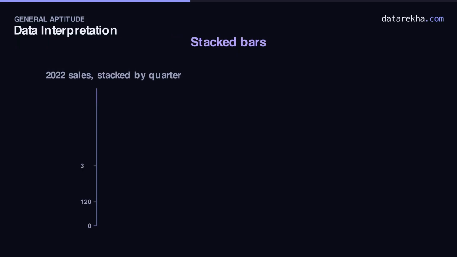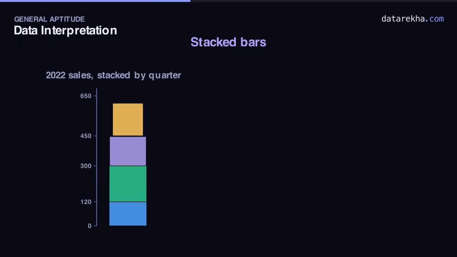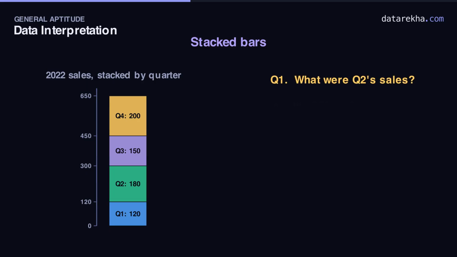Bars sometimes come stacked. One bar split into pieces. Here the whole of 2022 is a single column, cut into its four quarters, piled one on the next. The bar's full height is the annual 650. Now the trap that catches everyone.